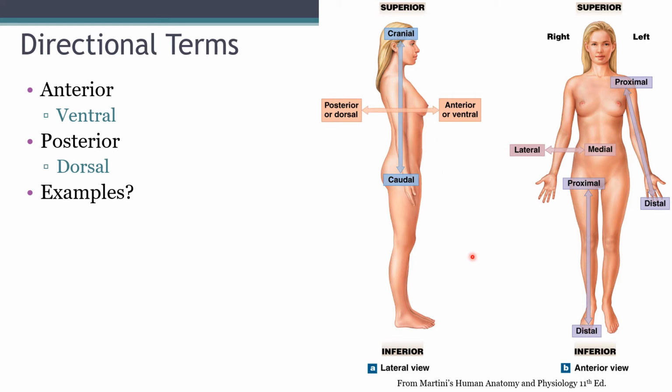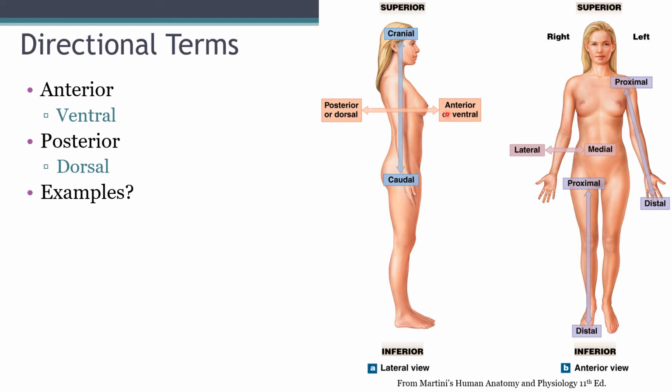But recognize that if you were a cat, you're walking on four legs, your ventral surface, your belly surface, would actually be inferior. So in four-legged animals, ventral and inferior are interchangeable. But because we're standing up straight like this, anterior and ventral are interchangeable for us.